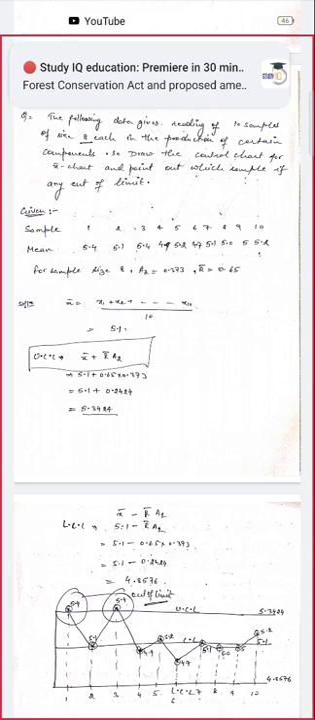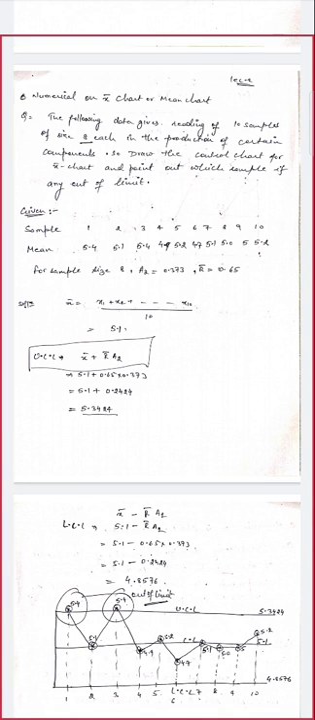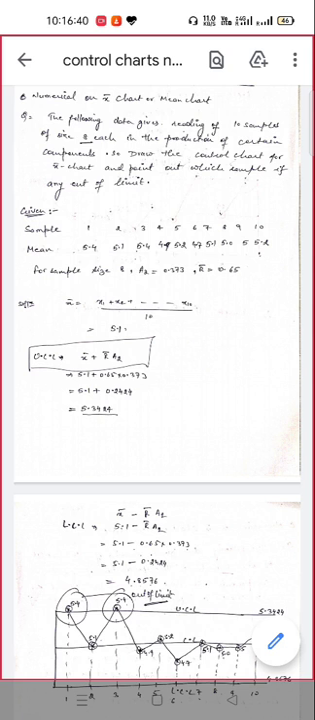Now we will discuss the one numerical on X bar chart or mean chart. So your question is like this: the following data gives readings of 10 samples of size 8 each. Here our sample number is from 1 to 10, and for each sample number the sample size, that is small n, is 8.